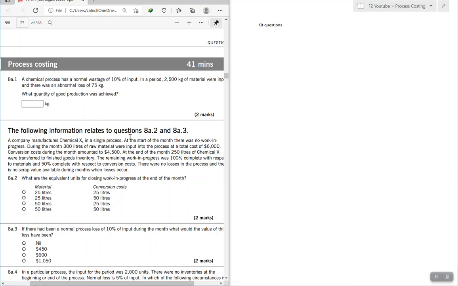So we have a question that relates to two questions, 8.20 and then 8.30. A company manufactures chemical X in a single process. At the start of the month, there was no work in progress. During the month, 300 liters of raw material were input into the process at a total cost of 6,000. Conversion cost during the month amounted to 4,500.